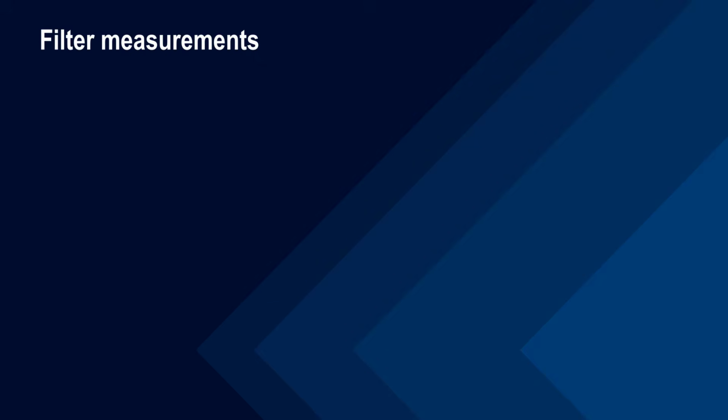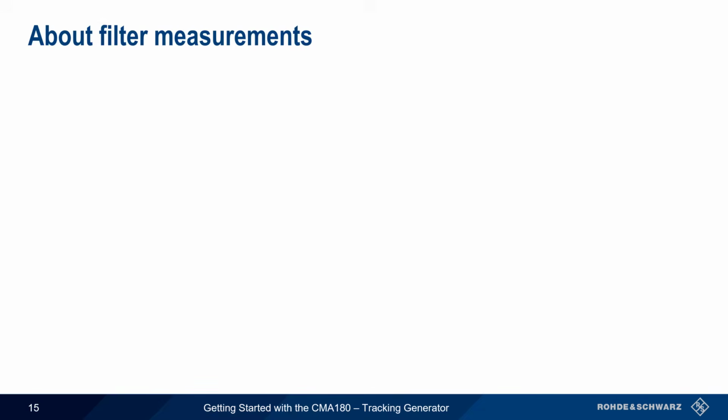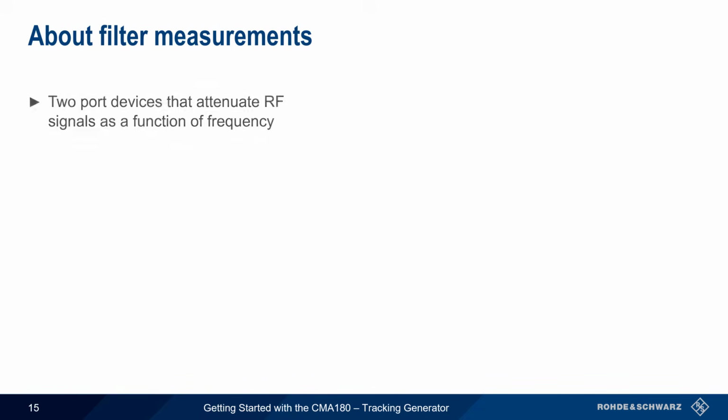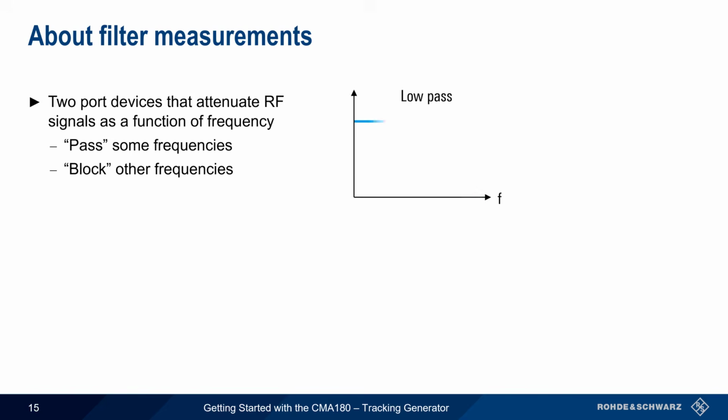Now let's look at filter measurements, which are another type of transmission measurement that can be made using a tracking generator. Filters are two-port devices that attenuate signals as a function of frequency. Another way of saying this is that filters pass some frequencies, but block other frequencies. For example, a low-pass filter passes lower frequencies, but heavily attenuates higher frequencies, whereas a bandpass filter attenuates all signals outside of a certain frequency range.